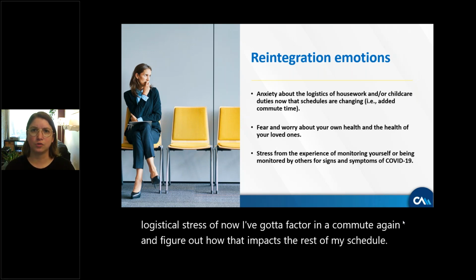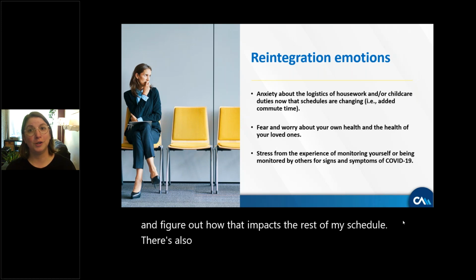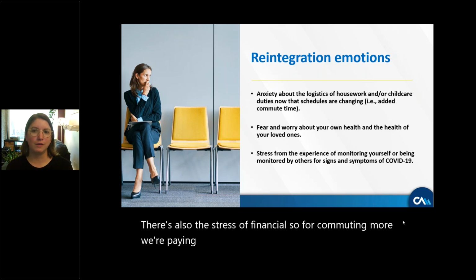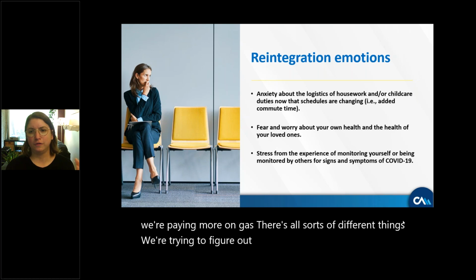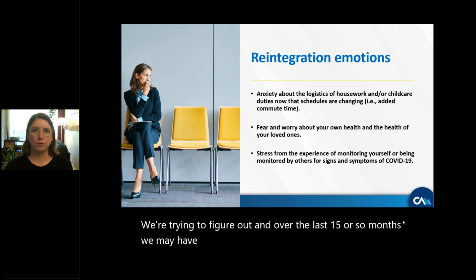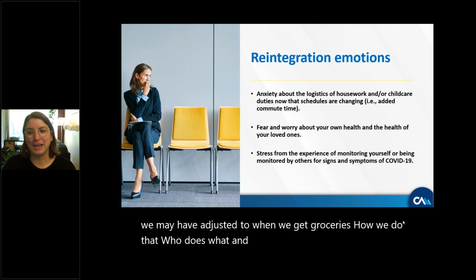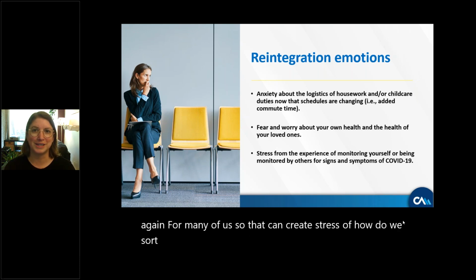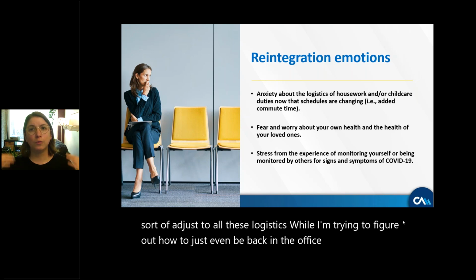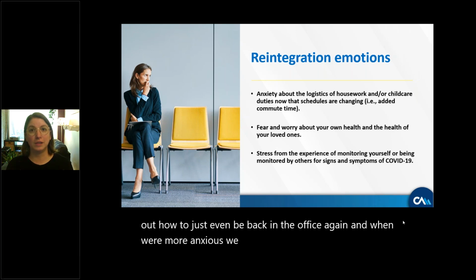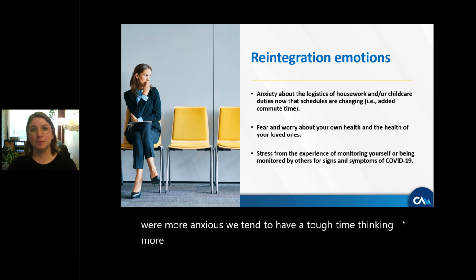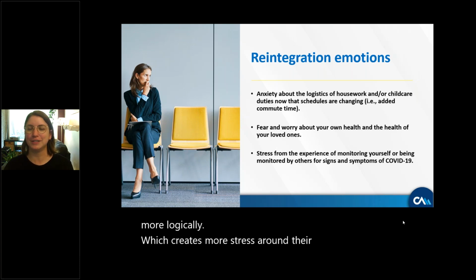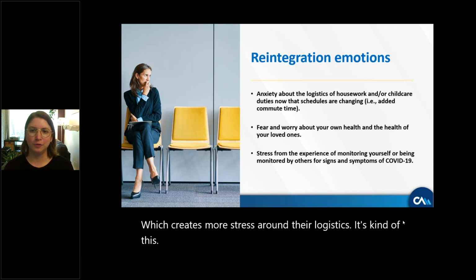There's also financial stress. If we're commuting more, we're paying more on gas. There are all sorts of different things we're trying to figure out. And over the last 15 or so months, we may have adjusted to when we get groceries, how we do that, who does what, and all of that has to be figured out again for many of us. That can create stress of how we adjust to all these logistics while I'm trying to figure out how to even be back in the office again. And when we're more anxious, we tend to have a tough time thinking logically, which creates more stress around the logistics. It's an unfortunate feedback loop, if you will.